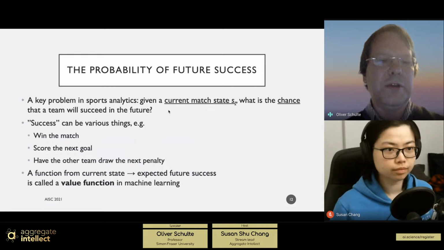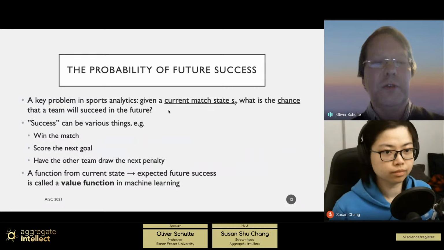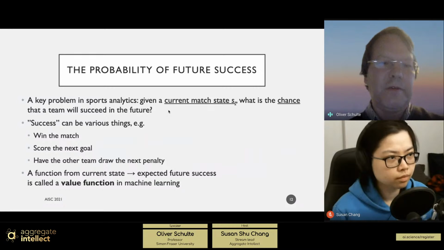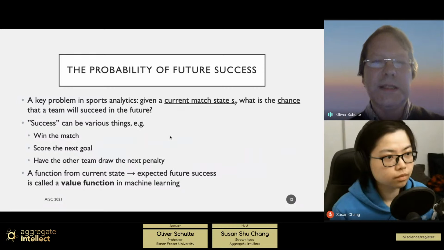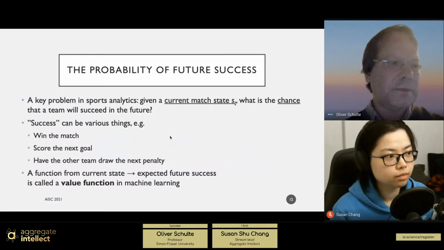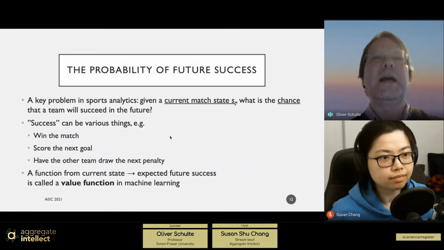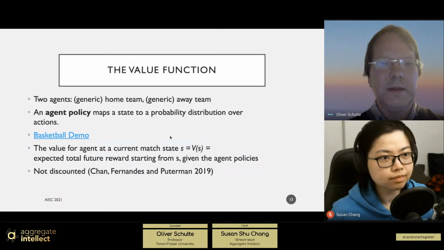It could be just winning the match, or more specifically, scoring the next goal, or even more specifically, what's the chance that we can goad the opponent into drawing a penalty? And we've actually looked at all of these notions of success. So what we want to do is map the current state to expected future success. That kind of function is called a value function in machine learning and RL. Probably many of you have seen value functions if you've looked at RL. I want to give you some examples of value functions in sports, but I need one more concept first.